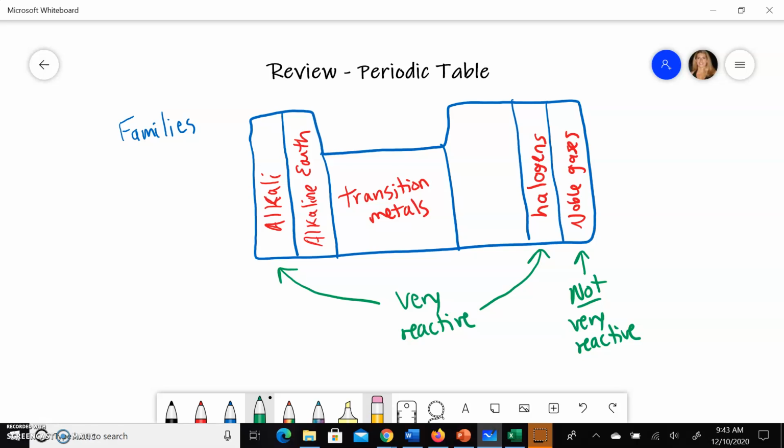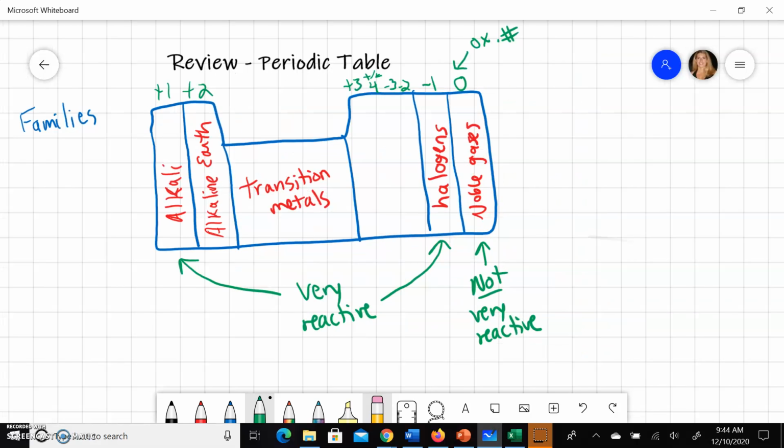The next thing you want to be familiar with is oxidation numbers, so make sure you can label these as +1, +2. Skip over the D block and it goes +3, plus or -4, -3, -2, the halogens are -1, and then 0. Make sure you have your periodic table labeled with those oxidation numbers. Oxidation numbers are just the charge that they tend to become when they gain or lose electrons.